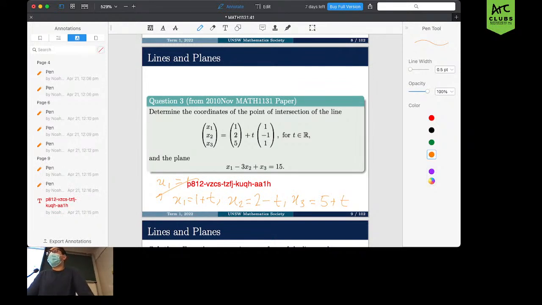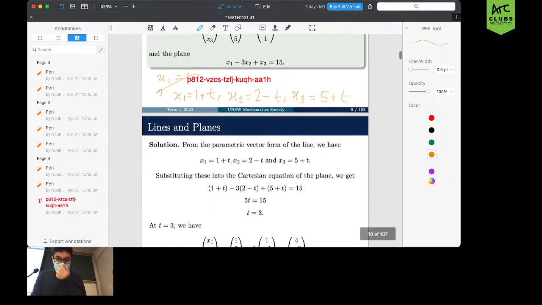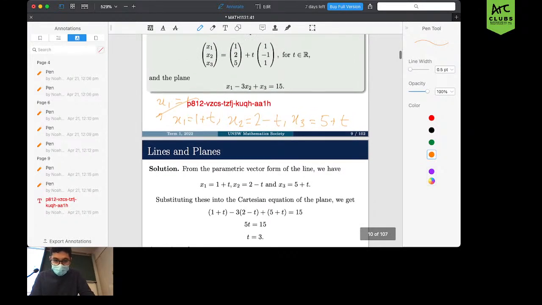Now, like I said, substitution is a common method to solve simultaneous equations. So all we can do now is substitute those three equations into that Cartesian equation of a plane, x1 minus 3x2 plus x3 equals 15. So we substitute them over here, and we get 1 plus t minus 3 times 2 minus t plus 5 plus t is equal to 15. And we can solve for t simply because it's a linear equation in t to get t equals 3.